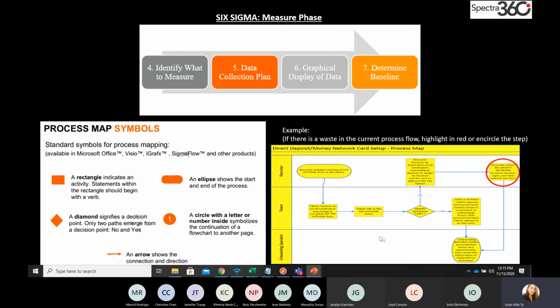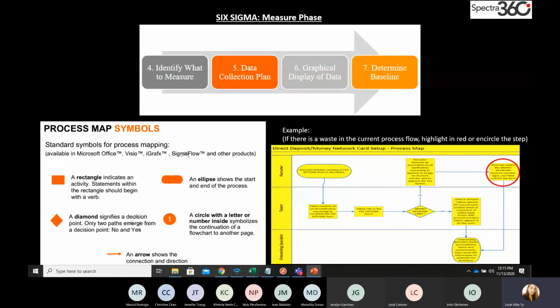You know where to find our current process flows, right? We have several of them. It's in the dashboard and it's in our SOPs. You just need to snip it. And if there is a waste in the current process, then you need to highlight it in red or in a circle. It could be that there's no waste. You just need to modify it. It's still applicable. But for the measure phase, you just have to present the current data.